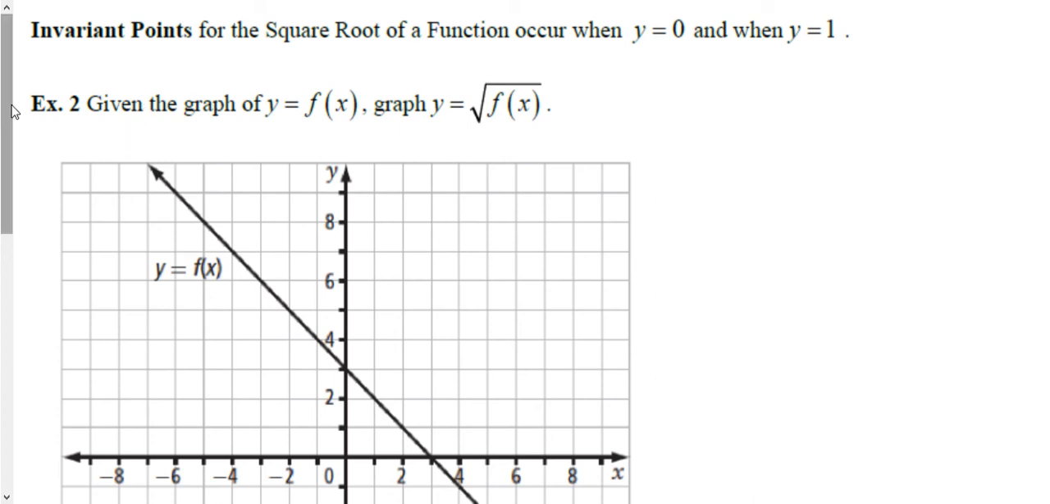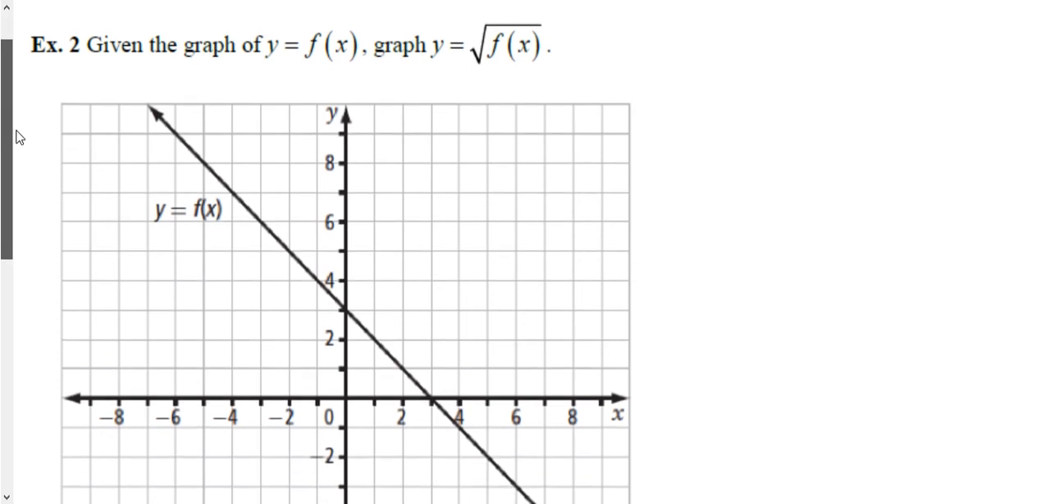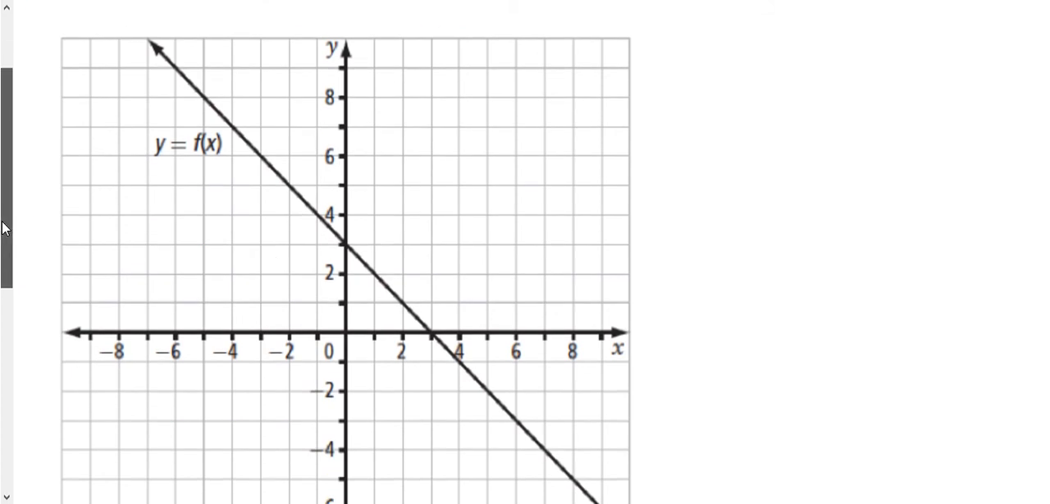In example 2, we have a graph given this time, a graph of f of x, it's a straight line, and we want to graph y equals square root of f of x. So the way that we graph this is we're going to figure out some invariant points, put coordinates down on invariant points, and of course we want to graph all things where there's a y value greater than 0, because of course you can't square root anything below 0.